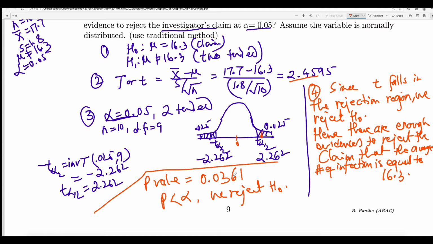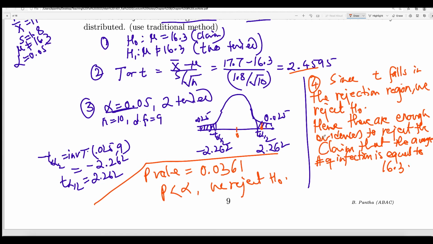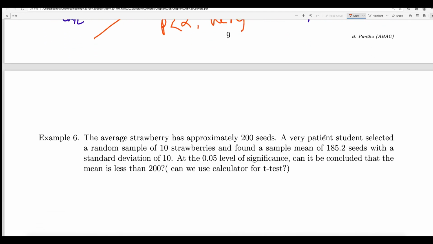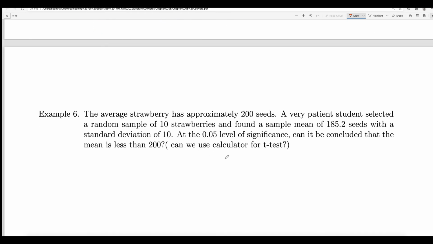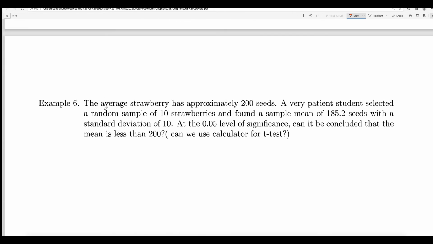So the calculator is a lot faster. It gives you step number 2 and step number 3 directly, and then you decide depending on that. Okay, that was the p-value, traditional method. So the next thing we want to do is basically the p-value method on this problem.